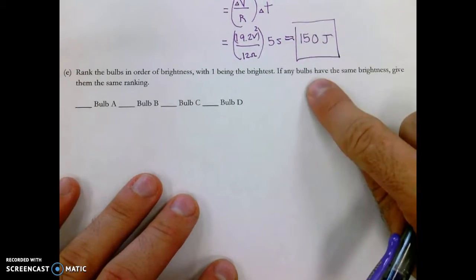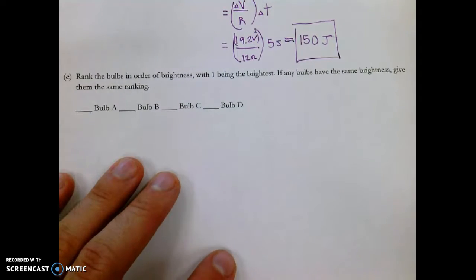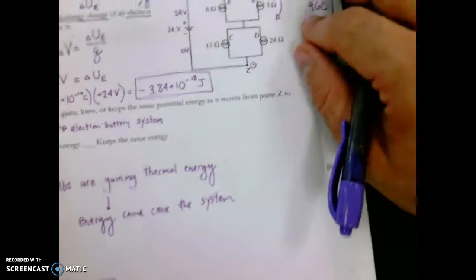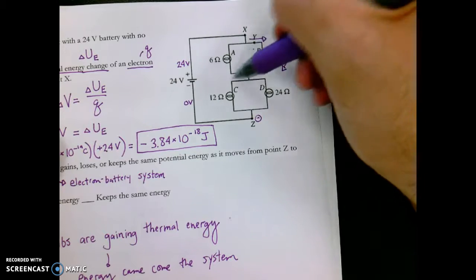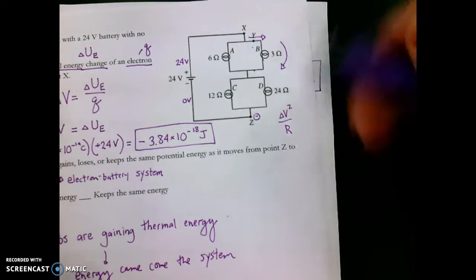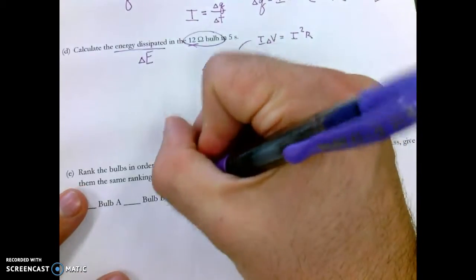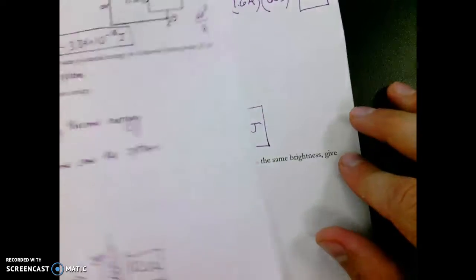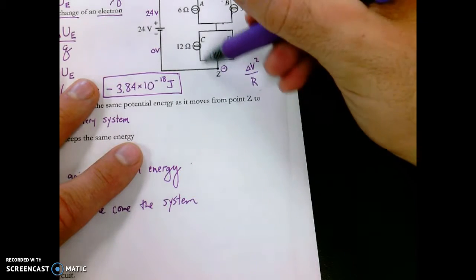And then ranking the bulbs in order of brightness, with 1 being the brightest. Cool. This is a question of power. You can look at them individually and say, what is the power of A, what's the power of B, and what is the power of C? But these C and D have such a huge voltage drop compared to the voltage drop in A and B, they're going to be brighter. If power is delta V squared over R, they're going to be much brighter than A and B, with C being the brightest bulb. That's our 1 and that's our 2. D has more resistance right there with the same potential difference, so smaller denominator means more power.